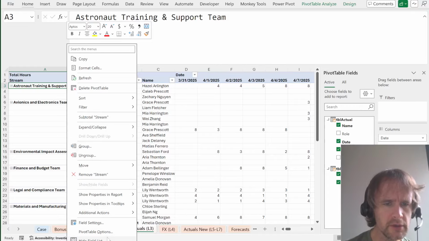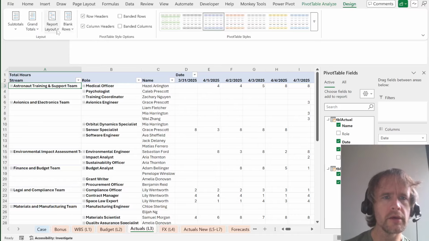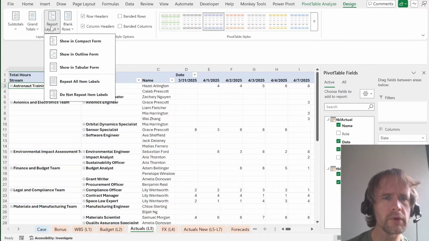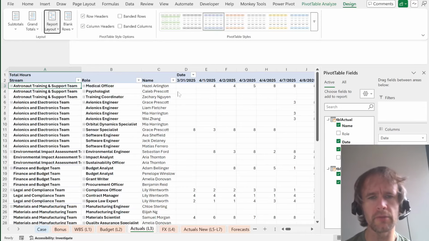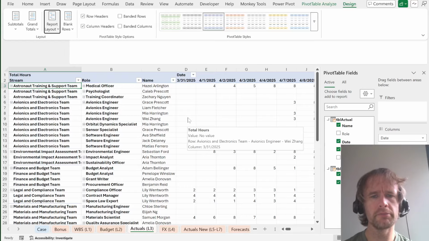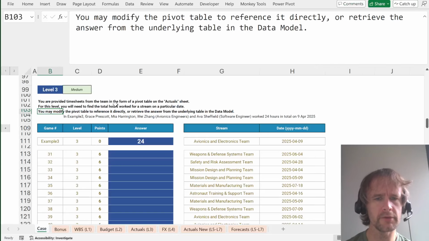Pivot table options. No, it's design, report layout, repeat all item labels. There we go. That makes it a lot more pivot friendly. And then I think it's fine. We can just do it.